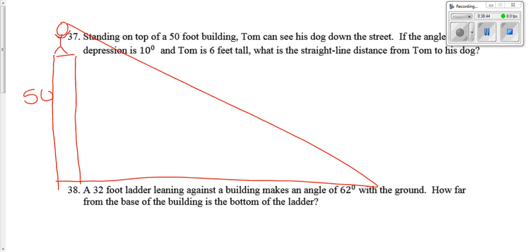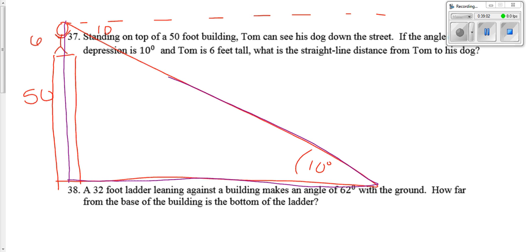The angle of depression is 10, so he's looking out. This is 10, so I know that this is 10 degrees. And Tom is 6 feet tall. So if we're looking at this whole triangle here, this side is not just 50. This whole side should be 56. So we have to add in his height, because we're not looking at it from his feet, we're looking at it from his head. And we're looking for the straight line distance from here.